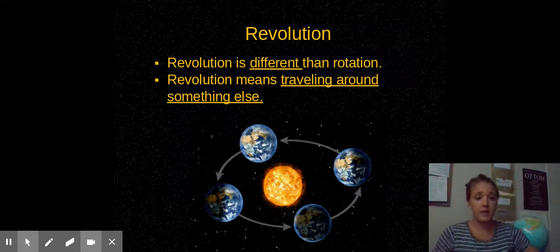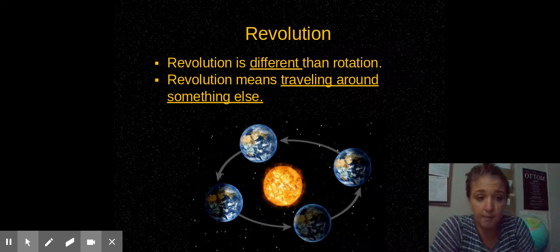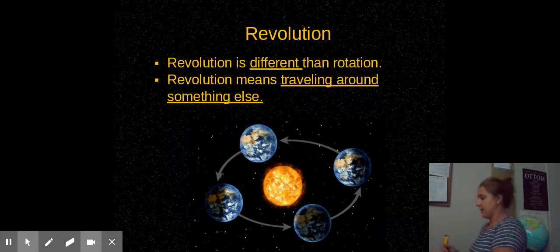Typically, if we were in the classroom, I would have you stand up behind your chair and I would say, okay, I want everyone to rotate. Well, then everyone starts spinning around like this.